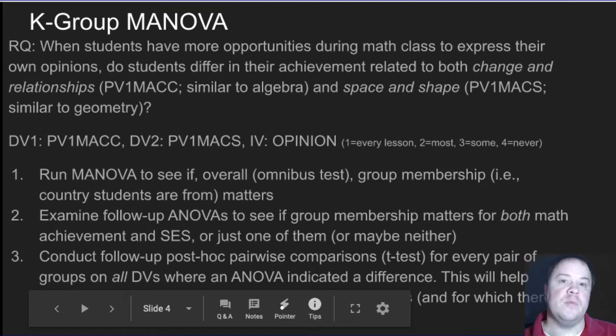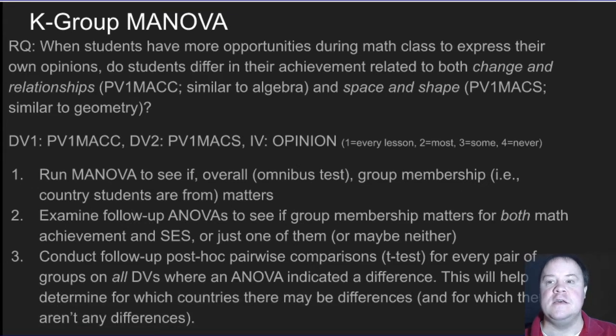So for KGroup MANOVA, this time we might ask the following research question, using the new data set that includes only US data from PISA. When students have more opportunities during math class to express their own opinions, do students differ in their academic achievement related to both change in relationships, which is PV1 MACC, which is similar to algebra, as well as space and shape, which is the subtest called PV1 MACS, which is similar to geometry.